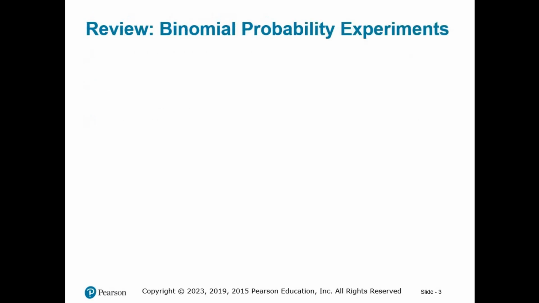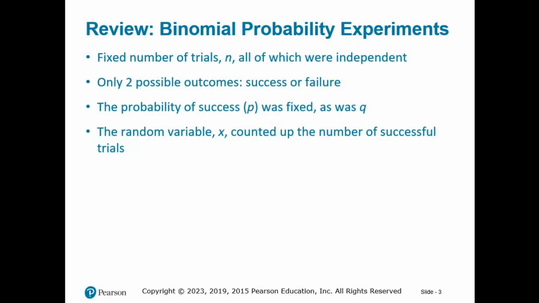So first, let's review some of the guidelines we used when determining whether something was a binomial probability experiment. For one thing, it had to be a fixed number of trials N, all of which were independent of each other. Next, there are only two possible outcomes, success or failure. We also talked about how the probability of success, or P, was fixed, and so is its opposite, the probability for failure, Q. And finally, how the random variable X counted up the number of successful trials.